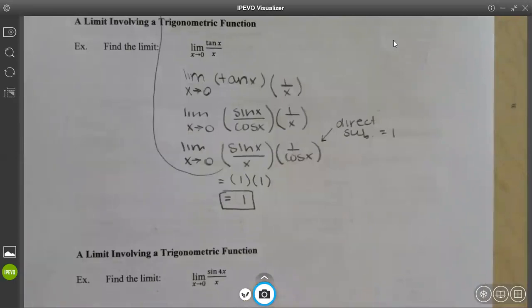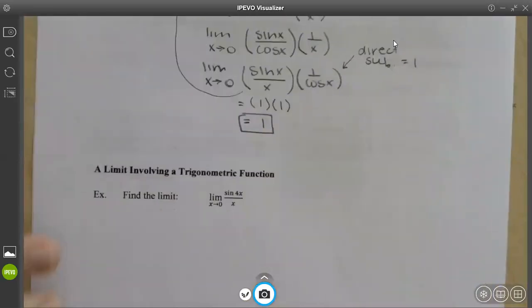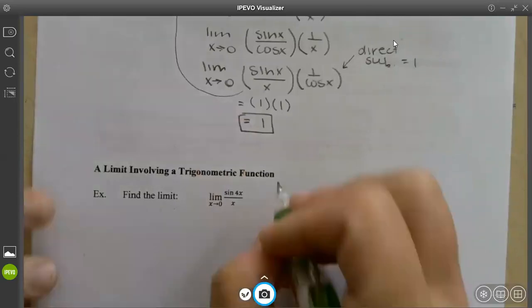All right. If we direct substitute on the last one, it says a limit involving a trig function. We're going to get 0 over 0, which is indeterminate. So using those things up there, can I make this look like sine x over x? What does that have in it that's kind of screwing me up? Can I pull that out? I probably could. Watch this one. It's weird.